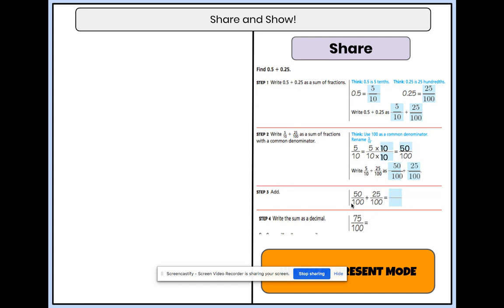And if I add those two fractions together, I'm going to get the sum of 75/100. So since this is in a fraction form and our problem started in a decimal form, we're going to need to change this fraction, 75 hundredths, back to a decimal, so that we can write the sum as a decimal. And if we do that, 75 hundredths looks like this: 0 in our ones place, then our decimal point, and 75 hundredths. And this is how we can add decimals to find a sum.